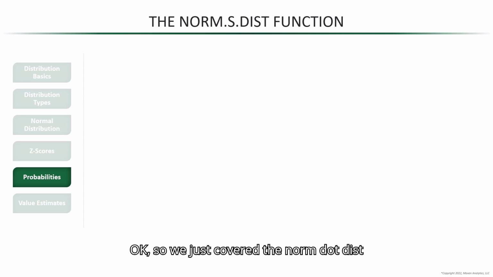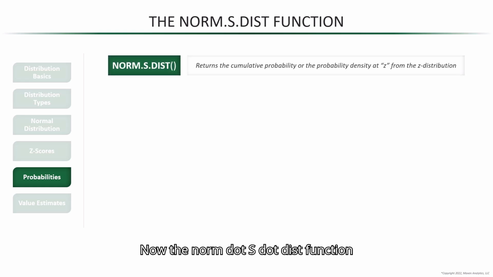Okay, so we just covered the norm.dist function. Time to go over norm.s.dist, which is actually very similar. Now the norm.s.dist function returns the cumulative probability or the probability density at z from the z distribution, otherwise known as the standard normal distribution.